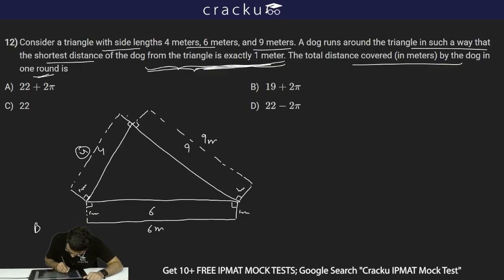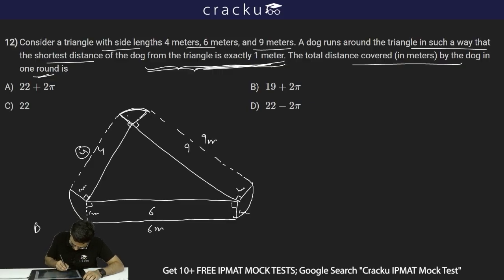Now the dog will cover this arc as well, or this arc as well, or this arc as well, because the dog is moving around the triangle. So here the distance will be 1 meter, but at the vertices basically it will cover a circular path. Why? Because the distance will remain 1 meter in all the cases. It is covering the radius. So if this is one of the vertices and this is 1 meter length, it will keep on moving like this and this distance will remain 1 meter from the triangle.